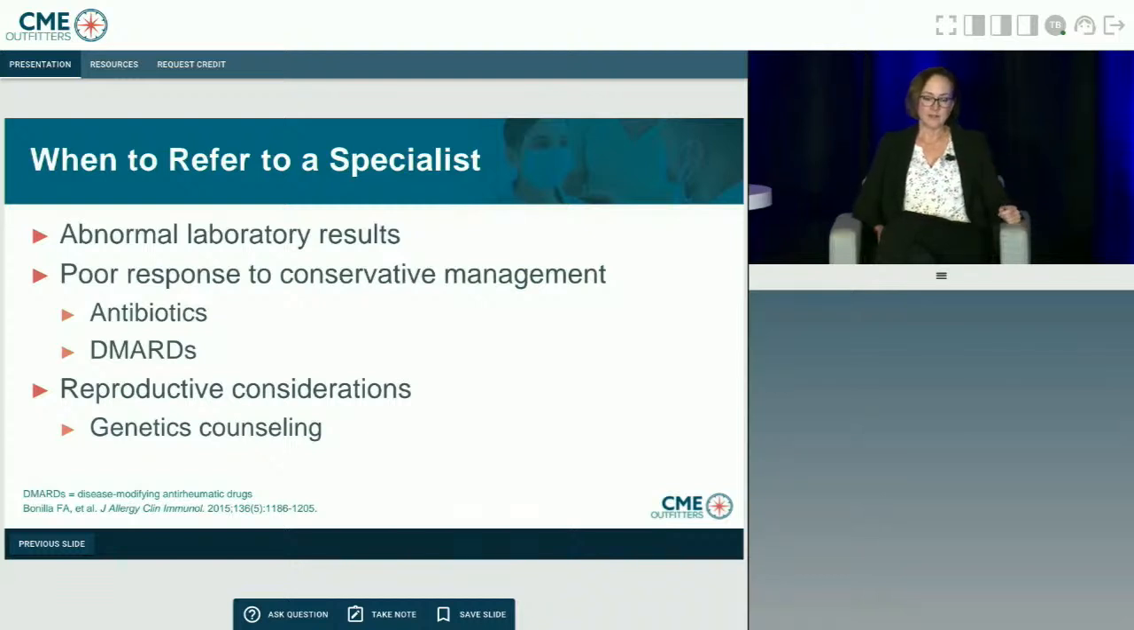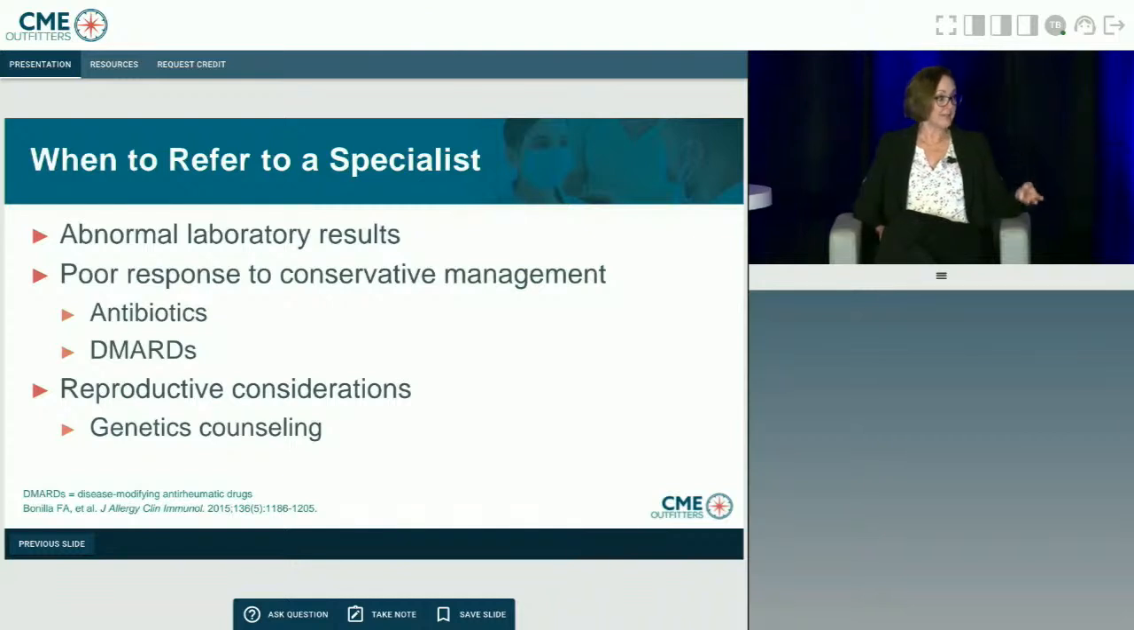But here's that slide that we're back to, which is when to refer to a specialist. So if there are abnormal laboratory results, they're going to need further explanation or treatment potentially. And so that would be a great time to refer to a specialist. When you have a patient with, say, selective IgA deficiency, they don't necessarily need to be referred to a specialist. We know the diagnosis is selective IgA deficiency.